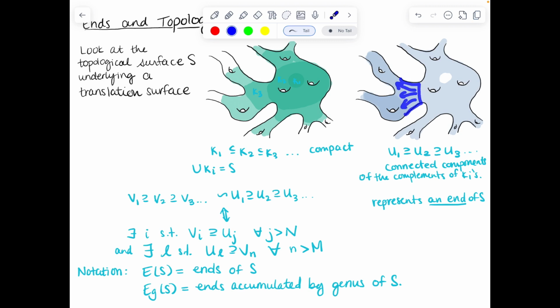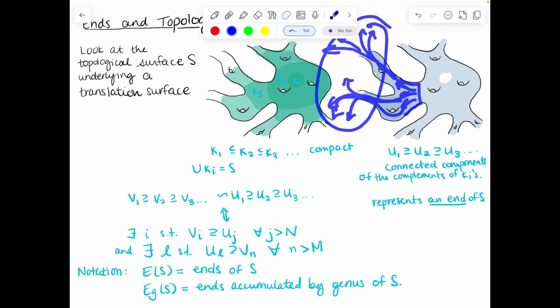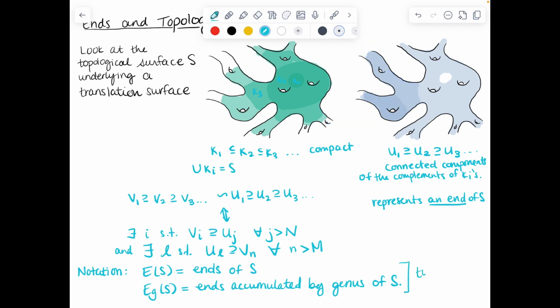It can be any open set in the surface. And then we consider the set of ends represented by sequences such that some tail of the sequence is contained in U2. All of these together form an open set in the space of ends. So these are topological spaces.